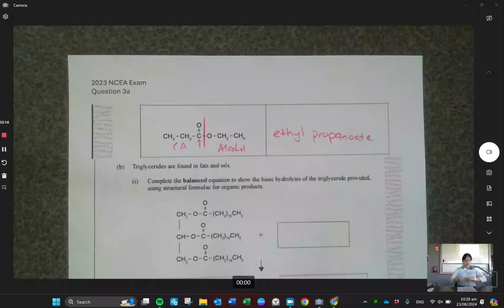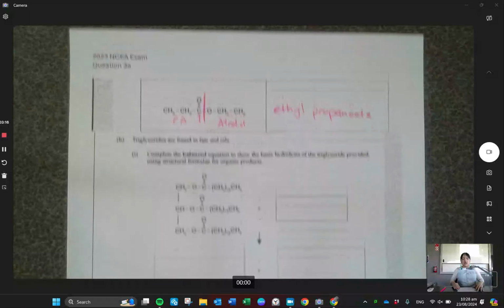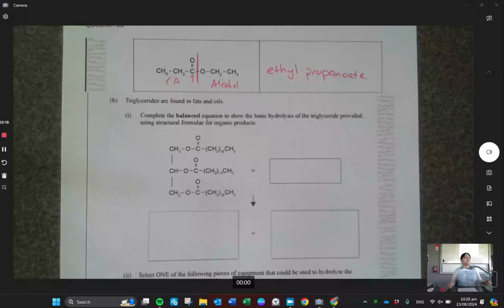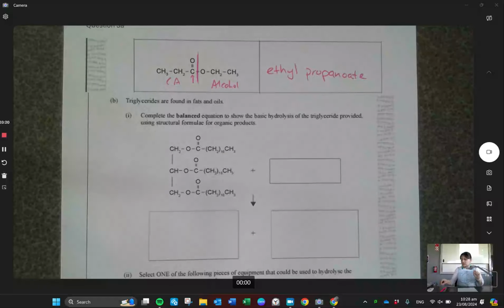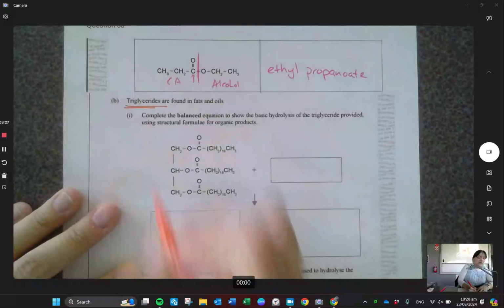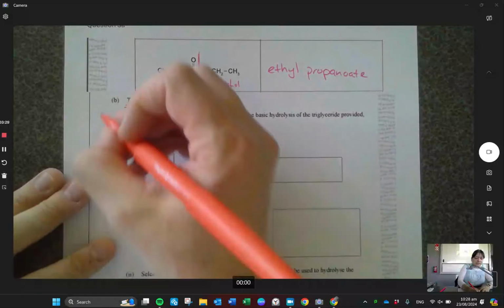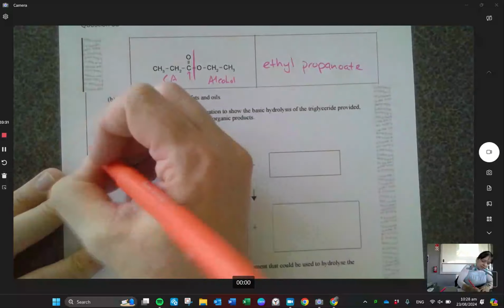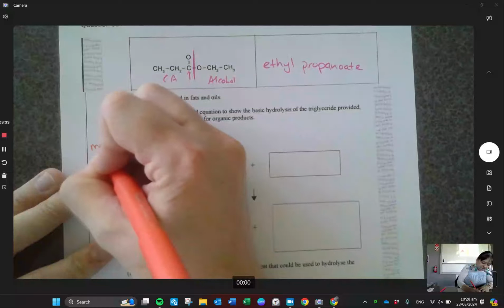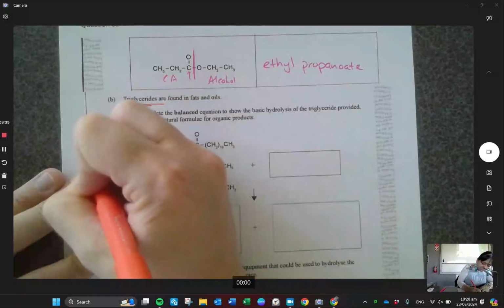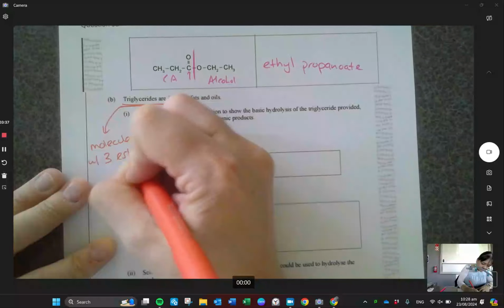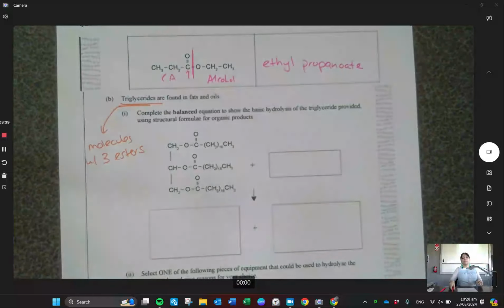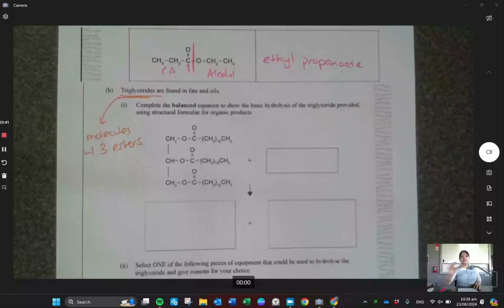Cool. Okay. Next thing we've got to think about is these things called triglycerides. Triglycerides are esters. They're just esters. They're just molecules with 3 ester groups. So just be mindful that triglycerides will pair into the esters. These are just esters, molecules with 3 esters. So that's why I'm including that in today's notes.